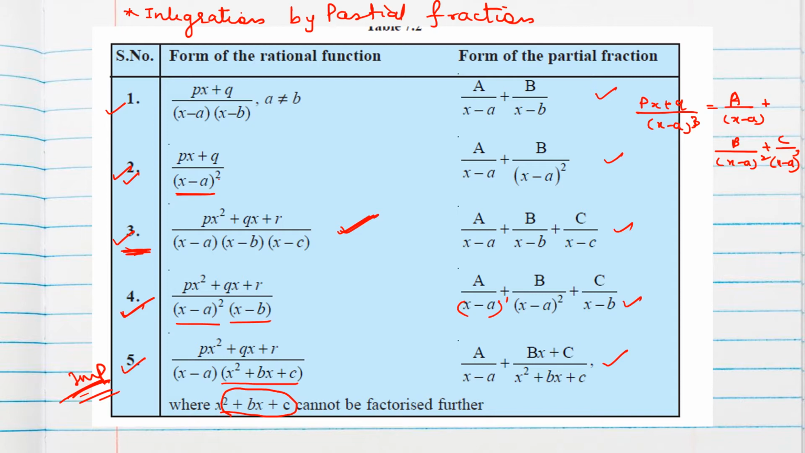But if we won't get two brackets, this is a quadratic polynomial. So we can write A by the first bracket, and this you should remember, (Bx plus C) by the second bracket, x square plus bx plus c. Okay, then we will solve some examples from the exercise using each form of partial fraction.